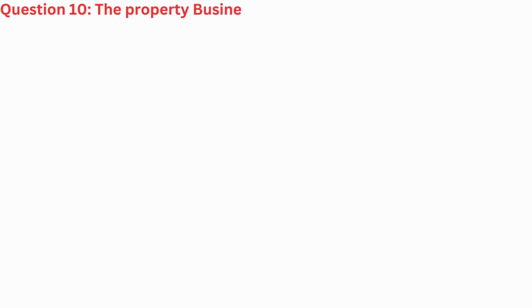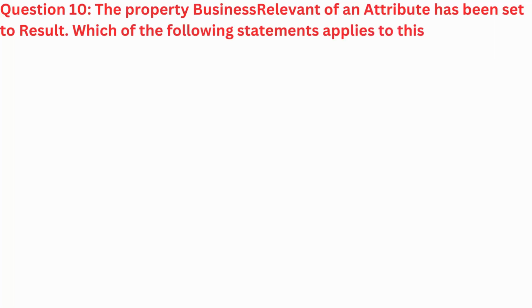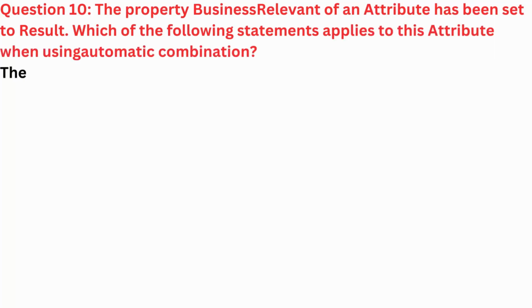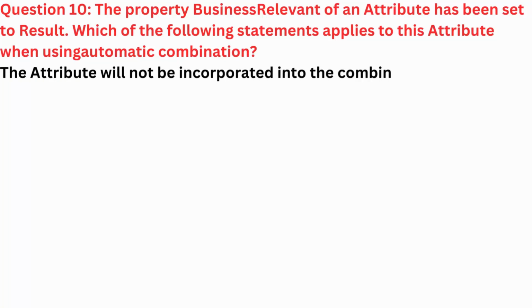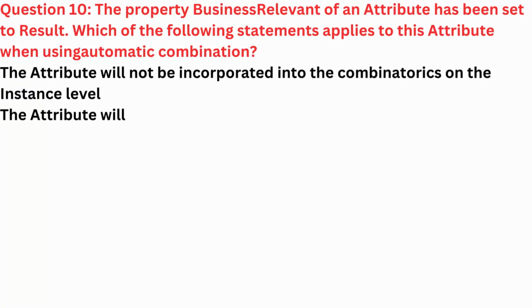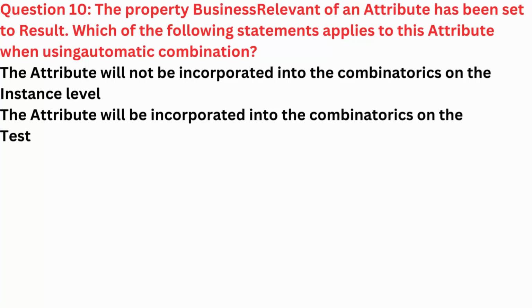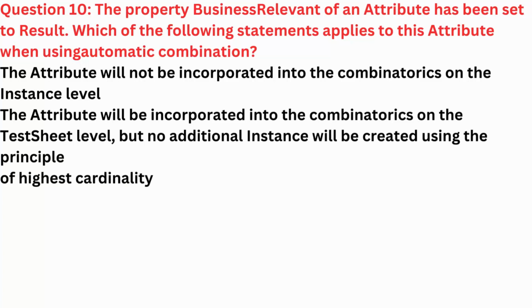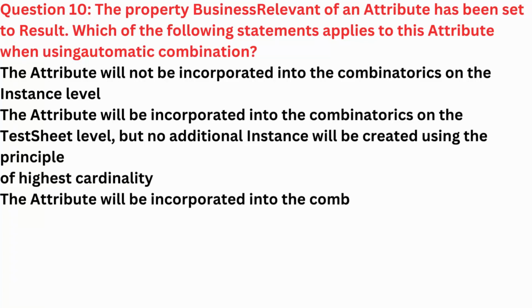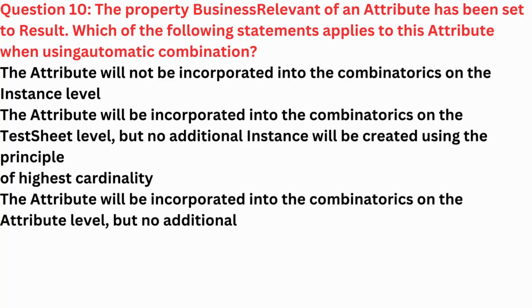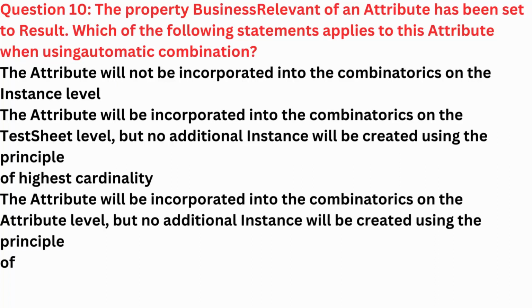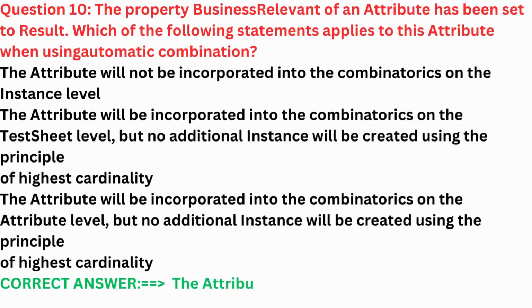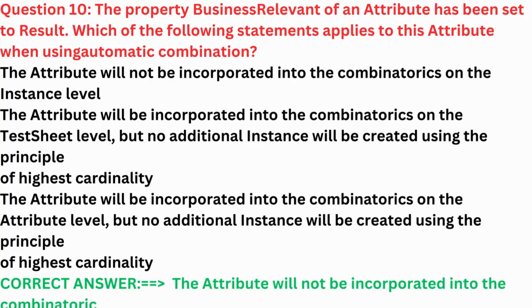Question 10. The property business relevant of an attribute has been set to result. Which of the following statements applies to this attribute when using automatic combination? The attribute will not be incorporated into the combinatorics on the instance level. The attribute will be incorporated into the combinatorics on the test sheet level, but no additional instance will be created using the principle of highest cardinality. The attribute will be incorporated into the combinatorics on the attribute level, but no additional instance will be created using the principle of highest cardinality. Correct answer: the attribute will not be incorporated into the combinatorics on the test sheet level.